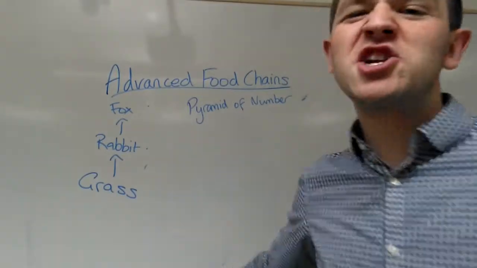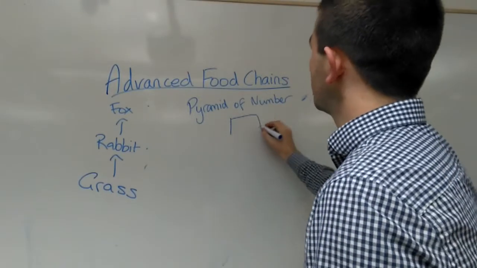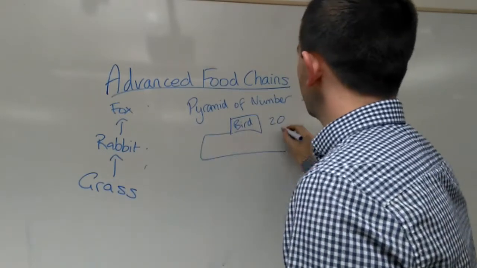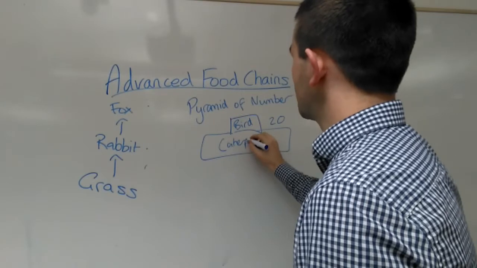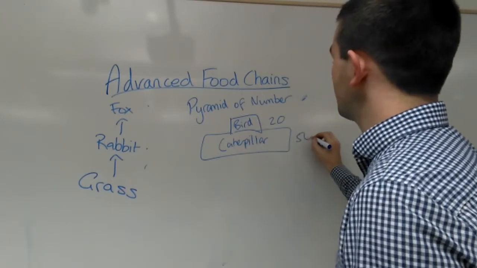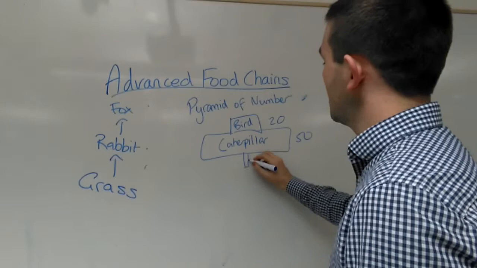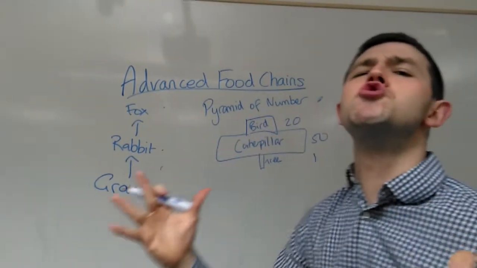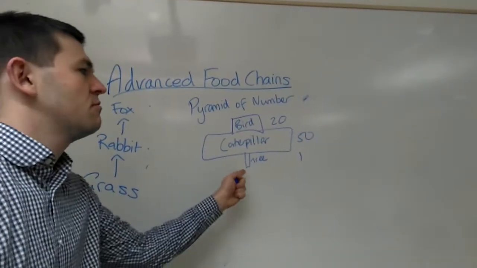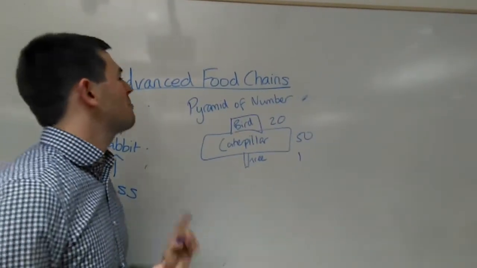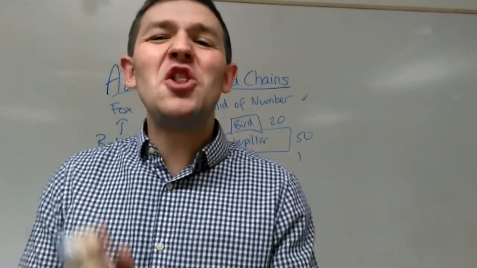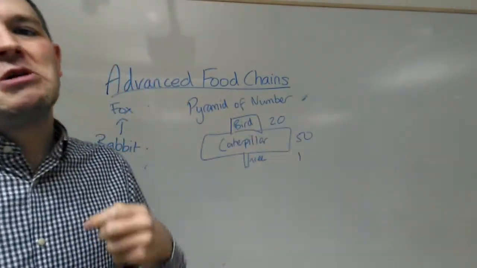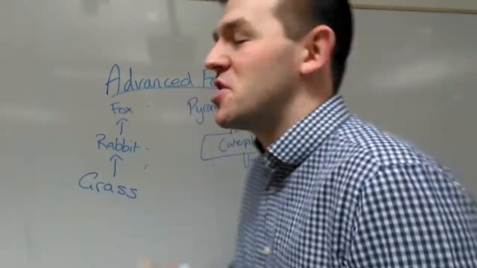I can have one that's a bit of a weird shape. I could have maybe some birds. Let's have 20 of them eating caterpillars. Let's say 50. And they live on one tree. One huge tree. There's only one. My pyramid of number doesn't really look like a pyramid. Number, how many there are, is good, but it's not the best thing we can use.